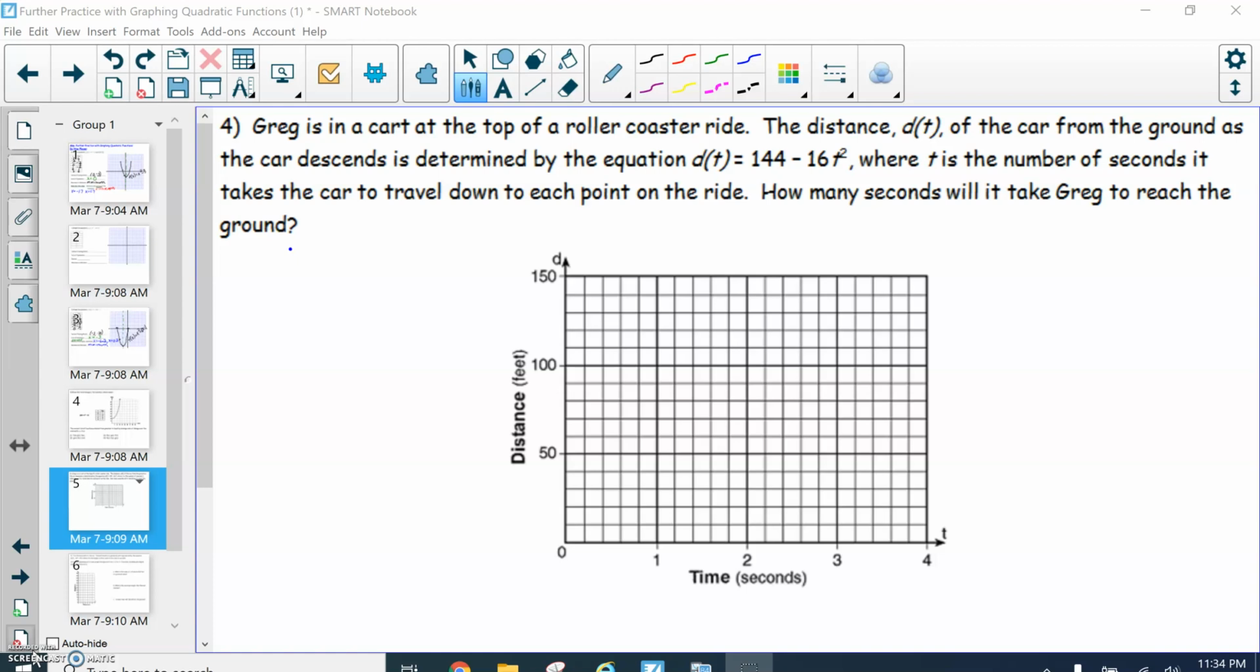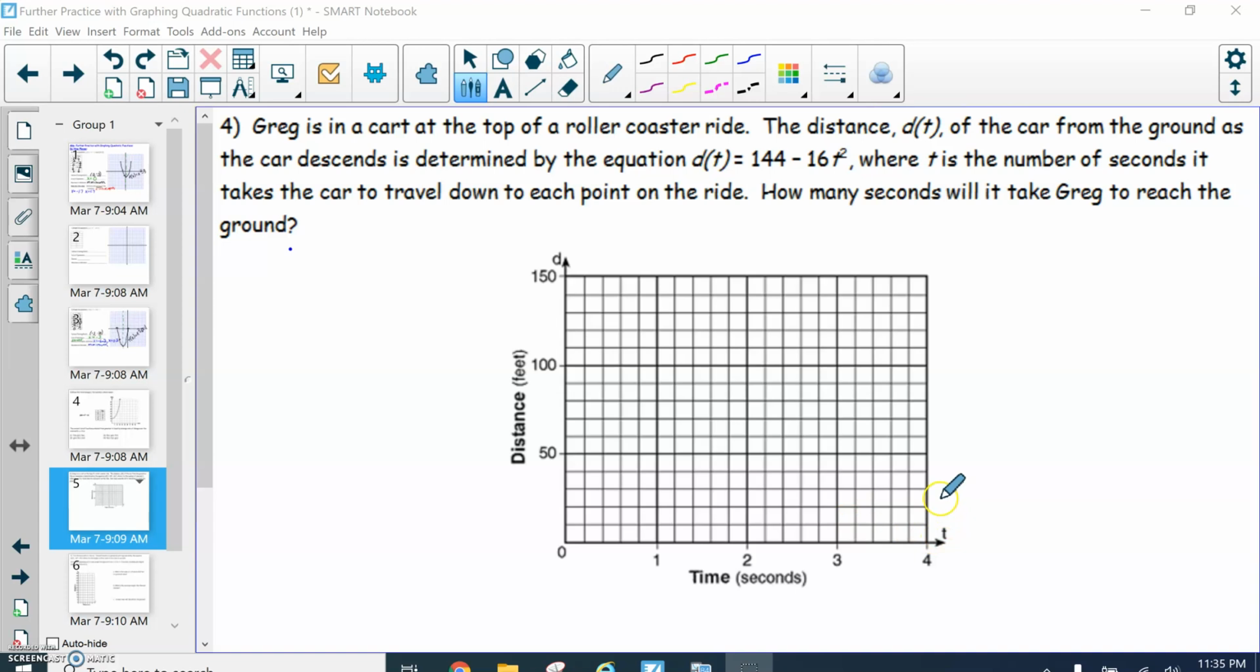The distance, d of t, of the car from the ground as the car descends is determined by the following equation, d of t, where t is the number of seconds it takes the car to travel down to each point. How many seconds will it take Greg to reach the ground? Okay, so we're going to want to see what this graph looks like, all right? And we're going to use the calculator to help us.